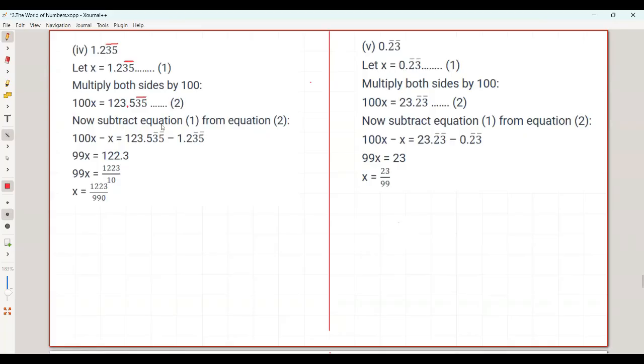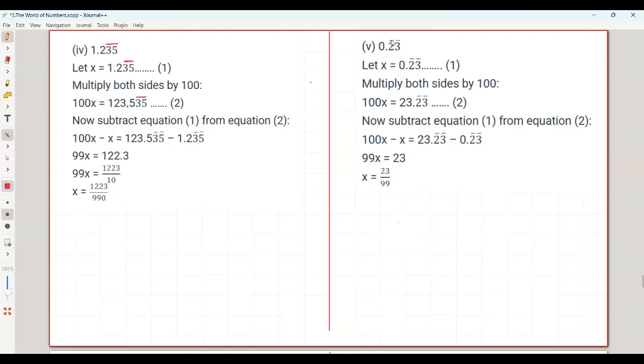Next, 2 minus 1. Just subtract 100x minus x, and 123.535 minus 1.235. 100x minus x is 99x. If you are just subtracting this, you get 122.3. We are just removing the decimal point. How will you remove the decimal point? We have only one decimal place, just divide by 10, as we have done in the previous question. Next step, you just take this 99 to this side. So 99 into 10 is 990. If you are able to simplify, you have to simplify it. Otherwise, this is the final answer.